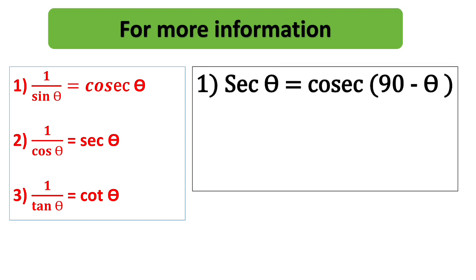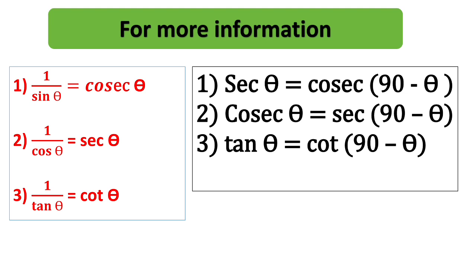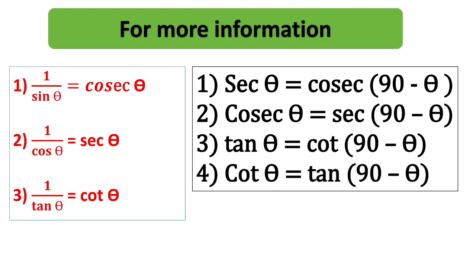And children, the same way we have done the ratios of the trigonometries, there are 3 more ratios of the others: sec theta equals cosec (90 minus theta), cosec theta equals sec (90 minus theta), tan theta equals cot (90 minus theta). The last one is cot theta equals tan (90 minus theta). Is that clear?